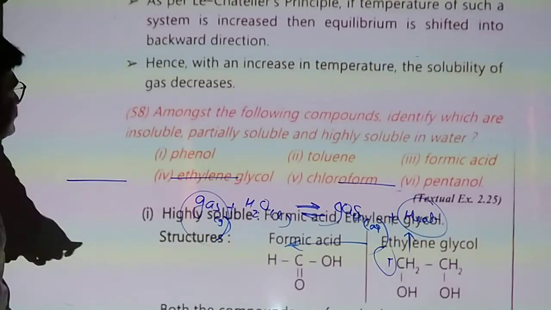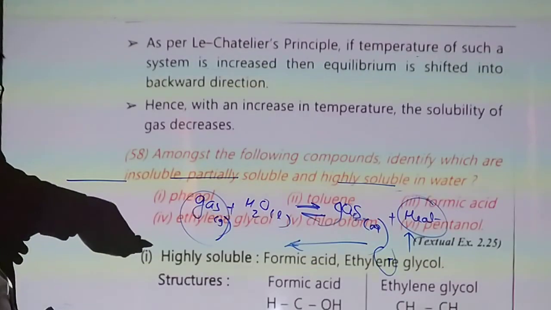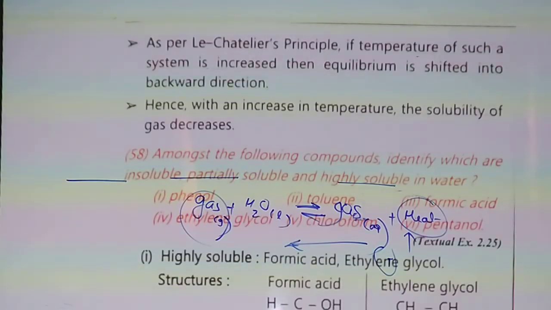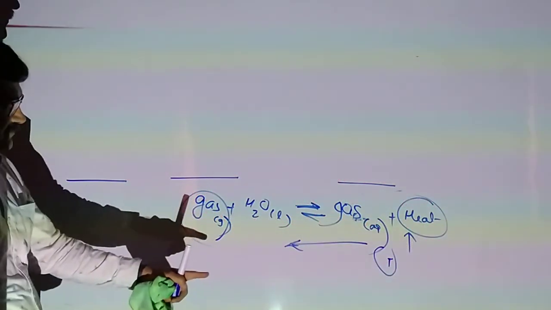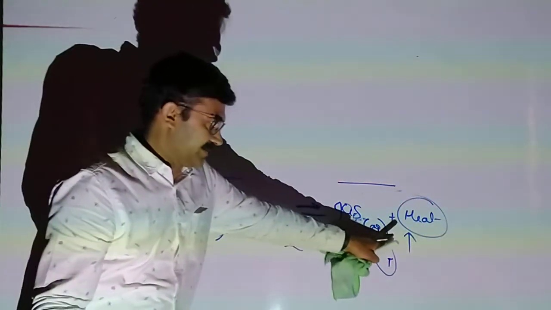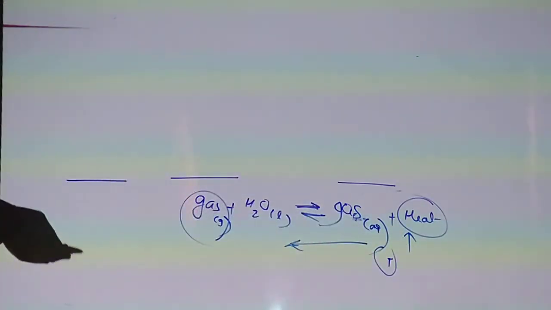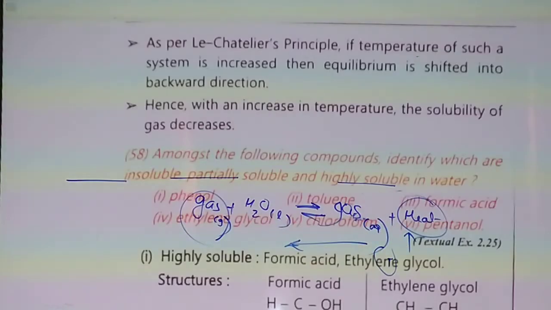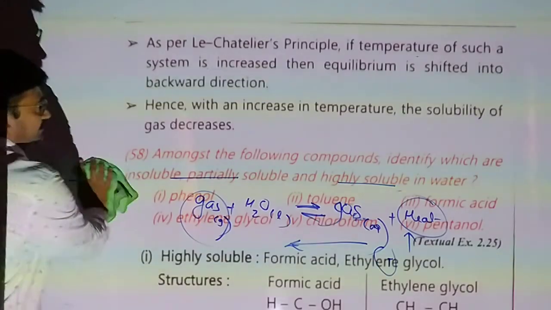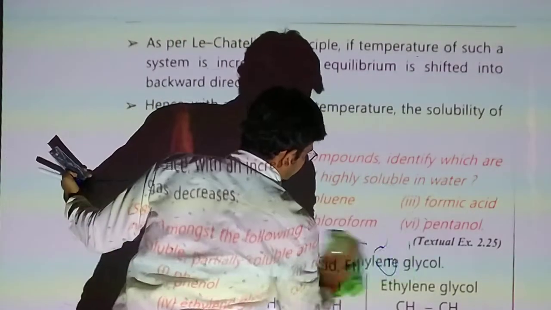Now, as per Le Chatelier's principle, when the temperature of such a system is increased, the equilibrium shifts in the backward direction, as we discussed. In an exothermic reaction, when the temperature rises, the reaction goes backward. The dissolved CO2 escapes, is removed. Solubility of the gas decreases.